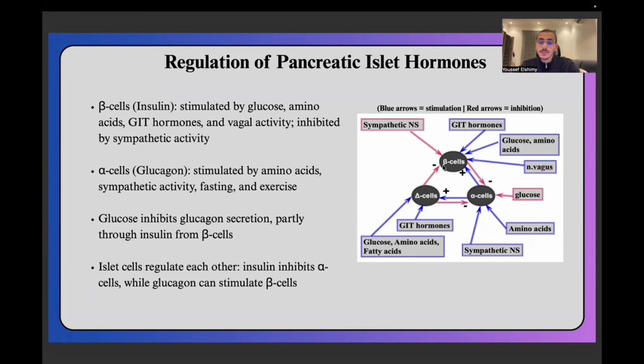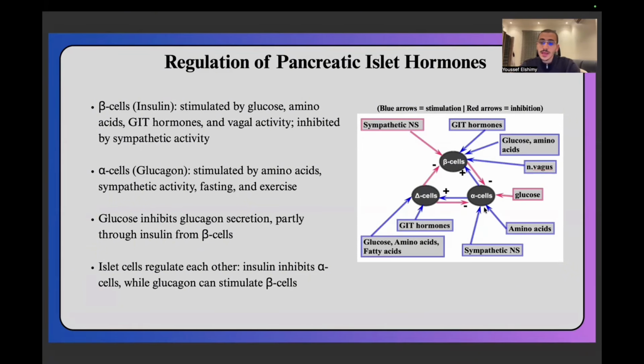So beta cells are stimulated when there is glucose in the blood. Also, the parasympathetic innervation, the vagus nerve, rest and digest. Whenever you eat, there is stimulation of the beta cells to produce insulin, as well as amino acids stimulate beta cells to produce insulin. Then we also have the sympathetic nervous system. Whenever you're in fight or flight, you want to raise the blood glucose, not to lower it. So the sympathetic nervous system is going to inhibit beta cells from producing insulin.